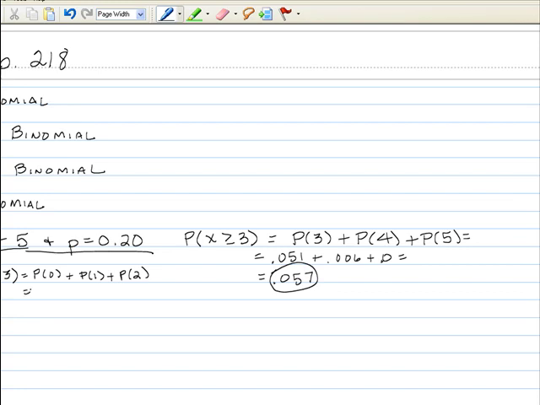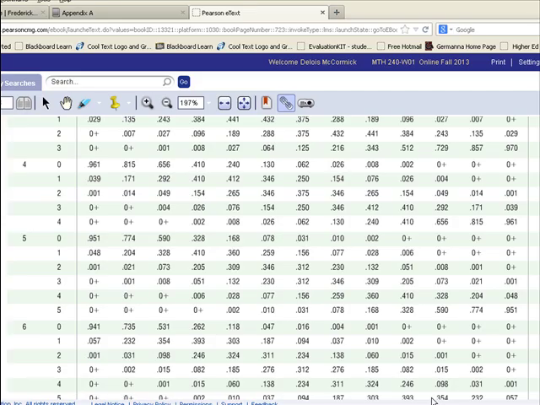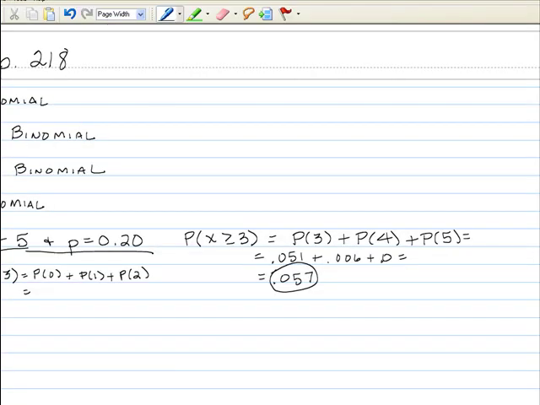Okay, 0 is 0.328. I'm just going to jot these down: 0.328, 0.410, and 0.205. So I'm going to take those back here. 0.328 plus 0.410 plus 0.205, and I want to add those up. 0.328 plus 0.41 plus 0.205, 0.943.